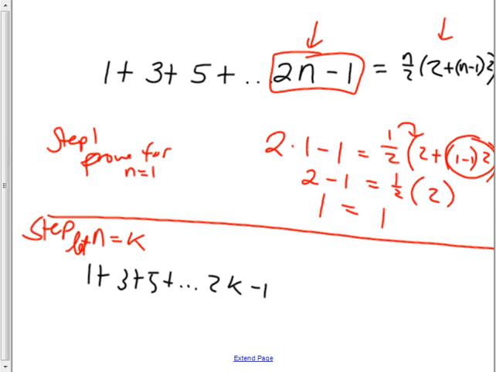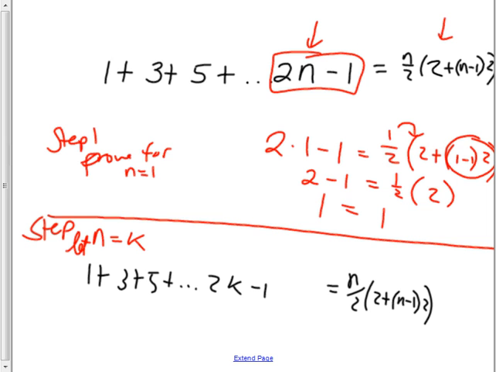2k minus 1. I'm leaving some room here so I can do step 3 right in with step 2. And over 2 plus n minus 1 times 2. And that's step 2. Step 3 I will do in blue.